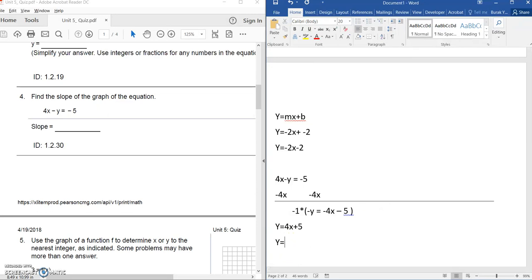So now that it looks like y equals mx plus b, I know that m is the slope, which is positive 4. So the answer would be here 4.